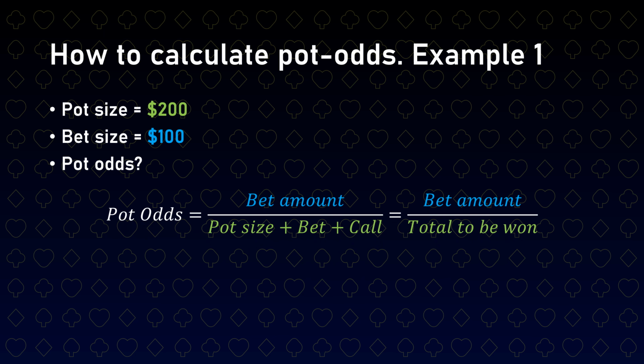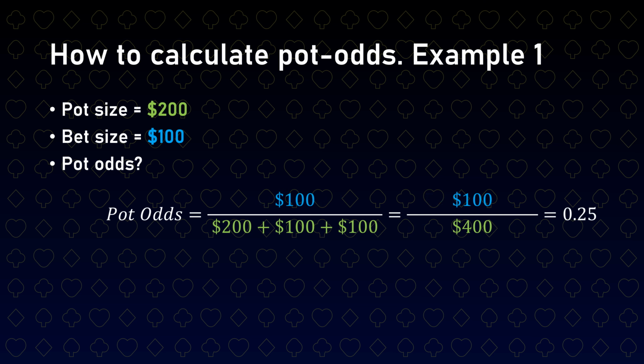Well, the bet amount is $100 and the call amount is the same as the bet amount of $100. This gives us a total potential winnings of $400. When we put this into the equation, we can see we get pot odds of 0.25 or 25%. This is a trivial situation, but at least it shows us how to calculate pot odds. Obviously not all situations will be this simple, so let's have a look at a more complex example.